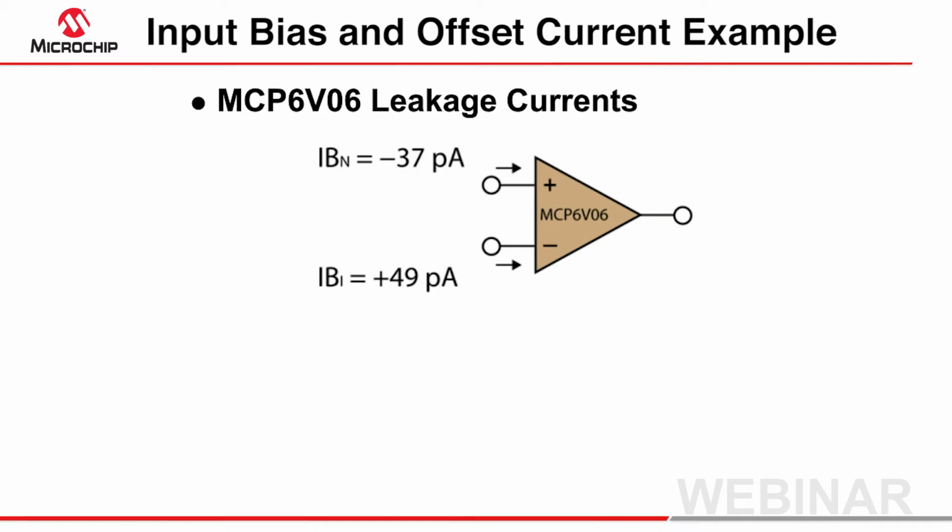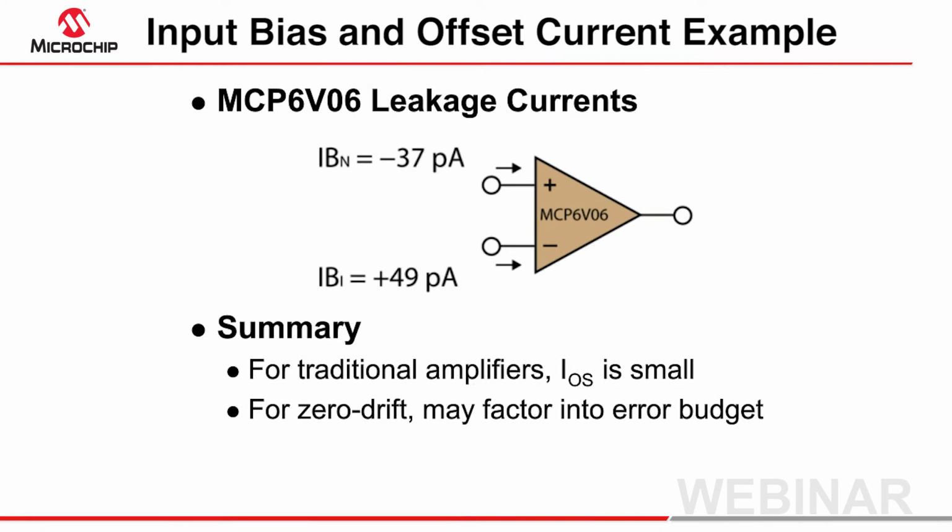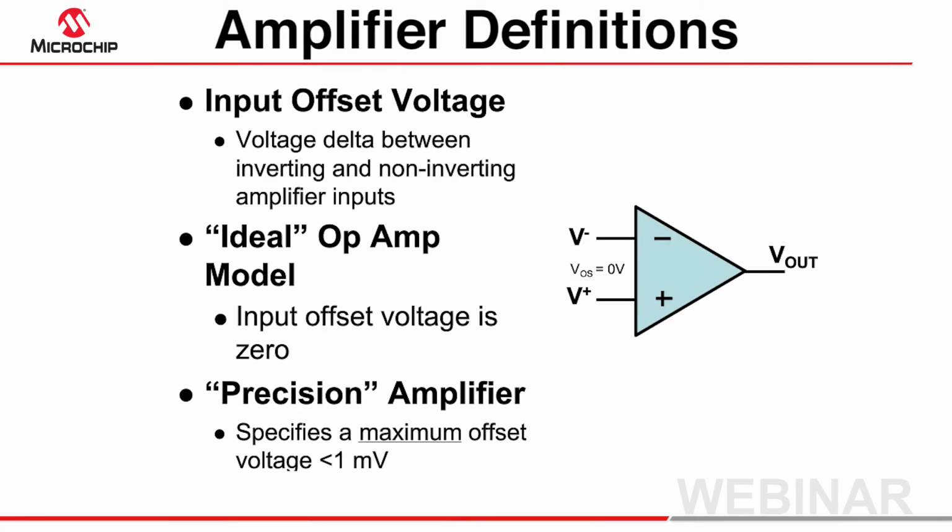Even though the average input current is relatively small at 6 picoamps, the offset current is actually quite large. Now, as noted earlier, this is a function of the self-correcting architecture of the zero-drift amplifiers and is uniquely different from the characteristics of a traditional op-amp. Although input offset currents can typically be ignored for standard op-amps, the offset may be a factor when working with these specialty amplifiers. For high-precision applications, one of the most important specifications for an amplifier is noise.